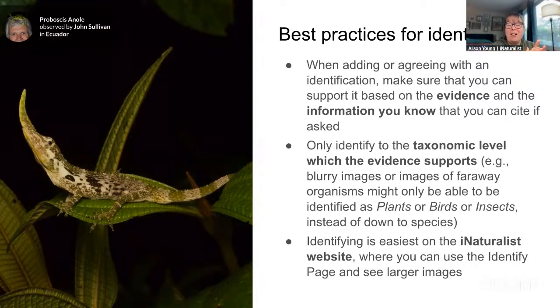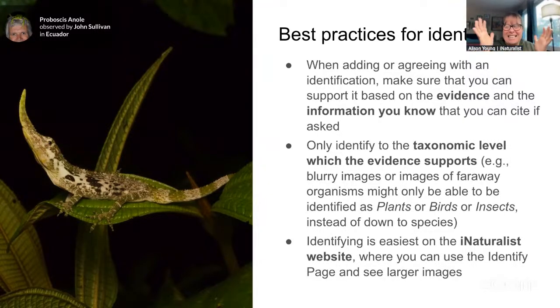You should also only add IDs at the taxonomic level the evidence supports. So for example, if someone uploads a photo and they swear it's a red-tailed hawk and they ID'd it as a red-tailed hawk, but it's a super blurry, far away photo and you're looking at that and you're like, I can tell that's a hawk, but I can't tell it's a red-tailed hawk.